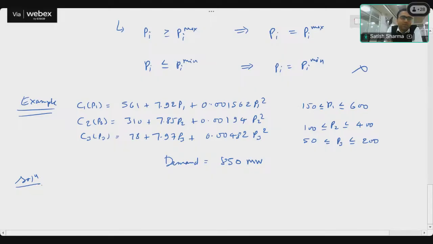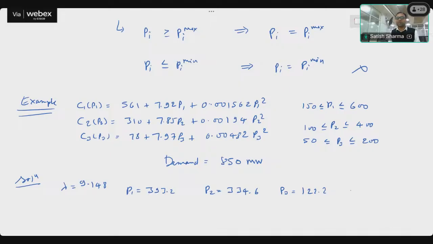and then lambda, we will have four equations and four variables. And in this case, the solution will be lambda equals 9.148, and P1 will be 393.2, P2 will be 334.6, and P3 will be 122.2 megawatts. So if you look at this particular solution, everything is fine. P1 is within the limit, P2 is within the limit, and P3 is within the limit, and a certain lambda is also provided.